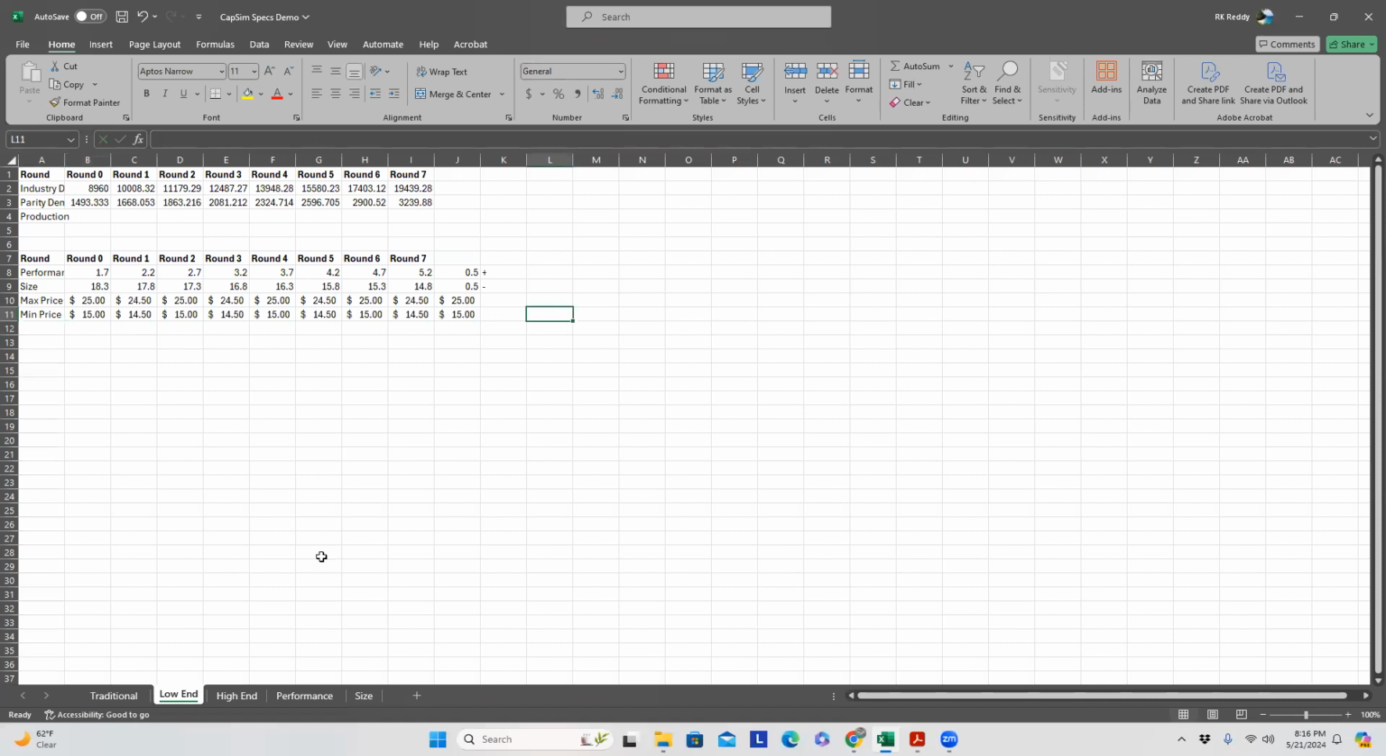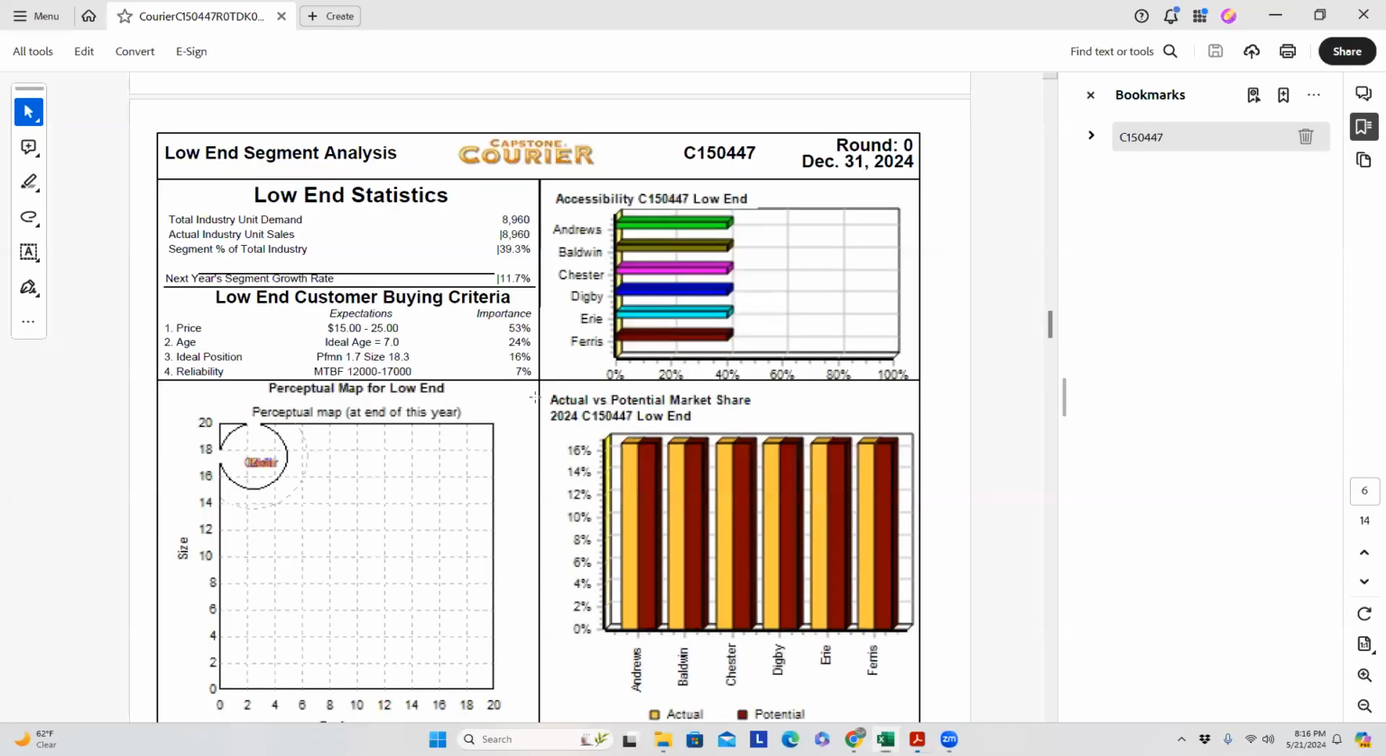So now you have this, and then the age of 7. That means they want an aged product. That's what they like, one that's been in the market for a while. They want it to be a low-priced item. Their performance and size requirements are pretty low. The reliability requirements are pretty low, and the importance they put on this is pretty low. All they care about is whether or not the product has been aged to a certain degree.